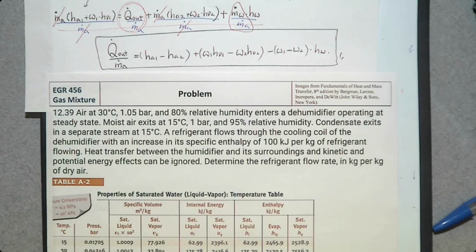In this dehumidifier, we are going to remove heat from this moist air. So at the exit, we have a much lower temperature, 15 degrees Celsius, 1 bar, and 95% relative humidity. Why is the humidity higher than the inlet? Because when you decrease the temperature, the relative humidity goes up, right?